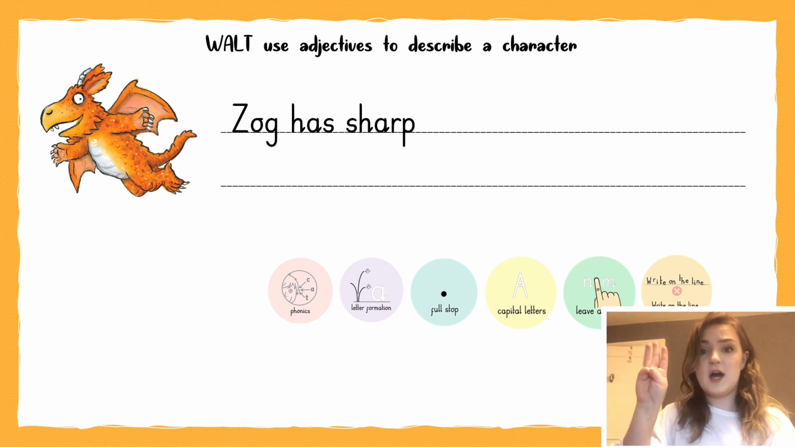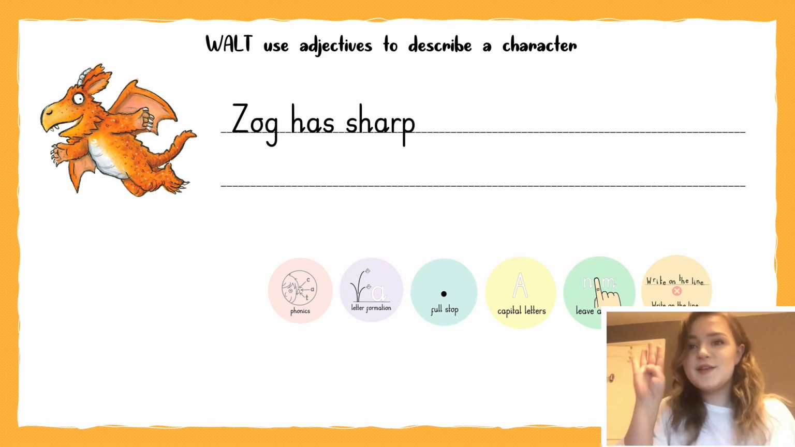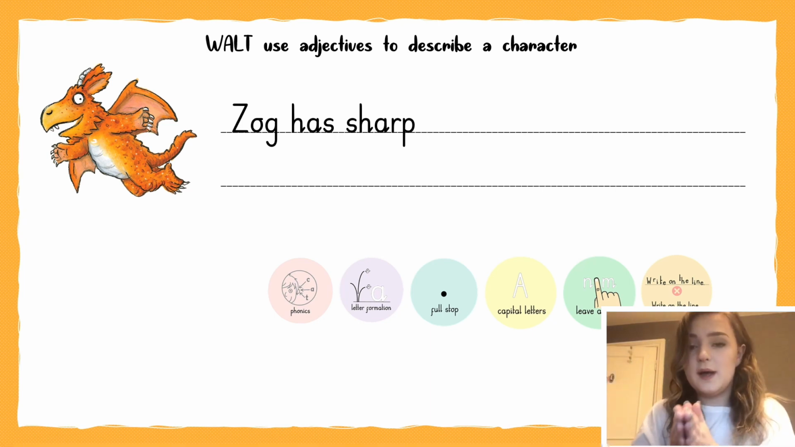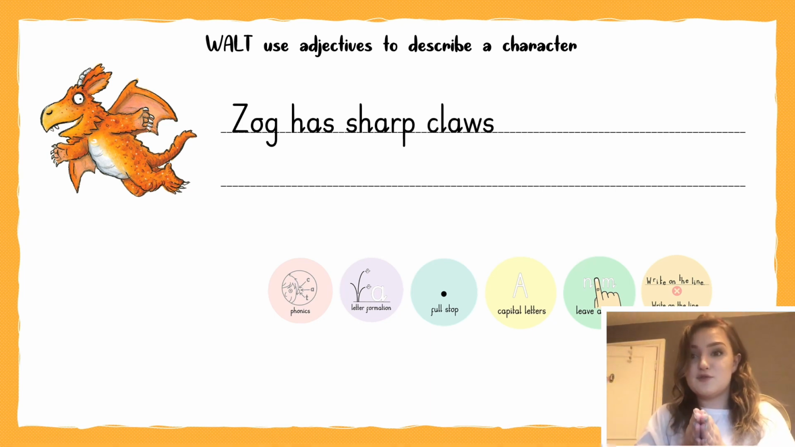Zog has sharp claws. So again, I'm going to sound it out before I write it down. So let's sound it out together. K, l, o, s. Claws. Well done. So let's write that one down too. Now for the most important part.